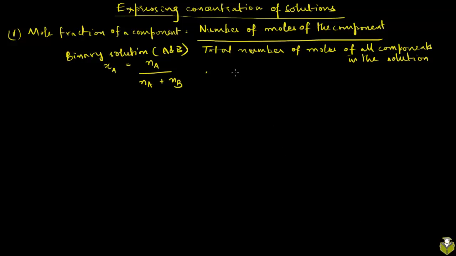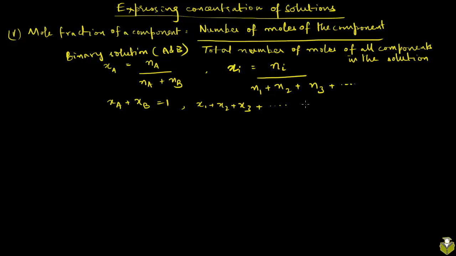So if you had, let's say, n components in the solution and you're looking at the ith component's mole fraction, then you will say the number of moles of that component i divided by n1 plus n2 plus n3, however many components you have in there. If you add up all the mole fractions of all the components, you're going to get 1. For a binary solution, XA plus XB is going to be equal to 1, and similarly if you add up x1 plus x2 plus x3 for however many components there are, that is equal to 1.